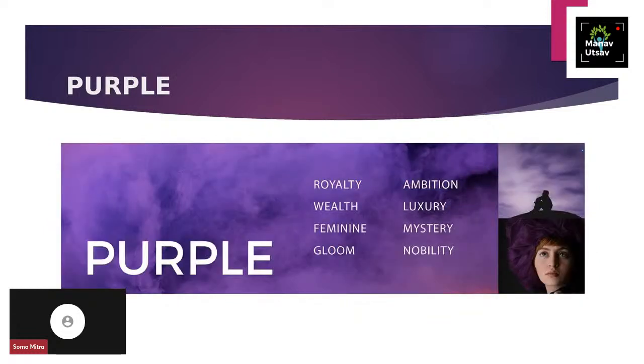So the next color is purple. Purple is a very royal color. It's a color of ambition. It's a color of spirituality as well, nobility.